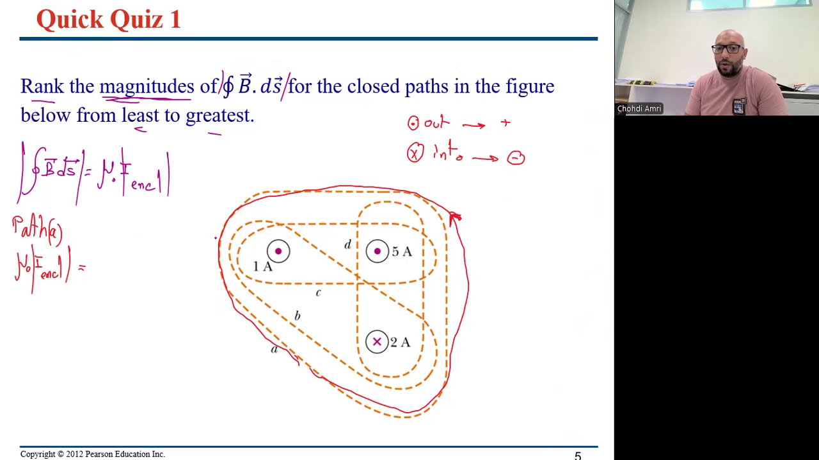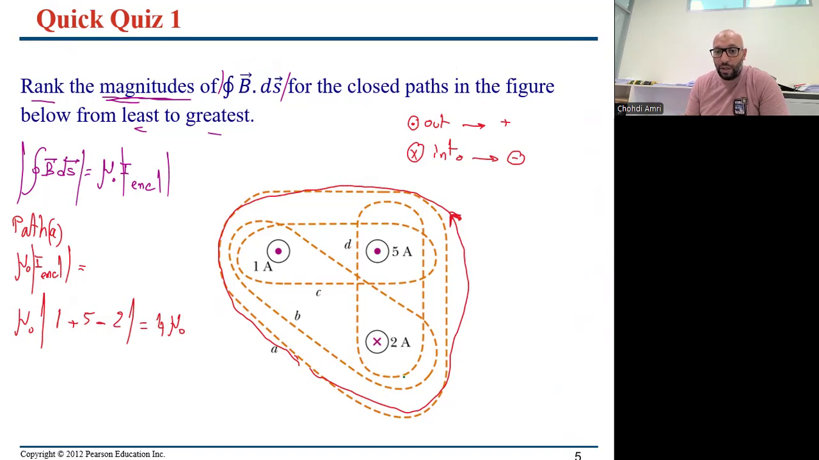In this case, we can say for path A, it equals mu naught multiplied by the absolute value of: 1 ampere is out of the page, so it's positive 1. 5 amperes is also out of the page, so 5. 2 amperes are into the page, so they will be considered negative, so we put minus 2. 6 minus 2 is 4, so we can write 4 mu naught. We do the same thing for the other paths.